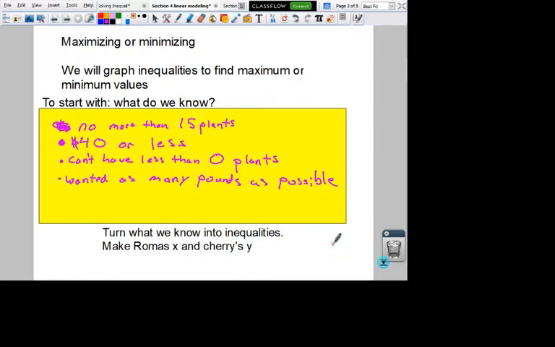mathematically. Where's your squid hat? And I took it off because it was too warm.